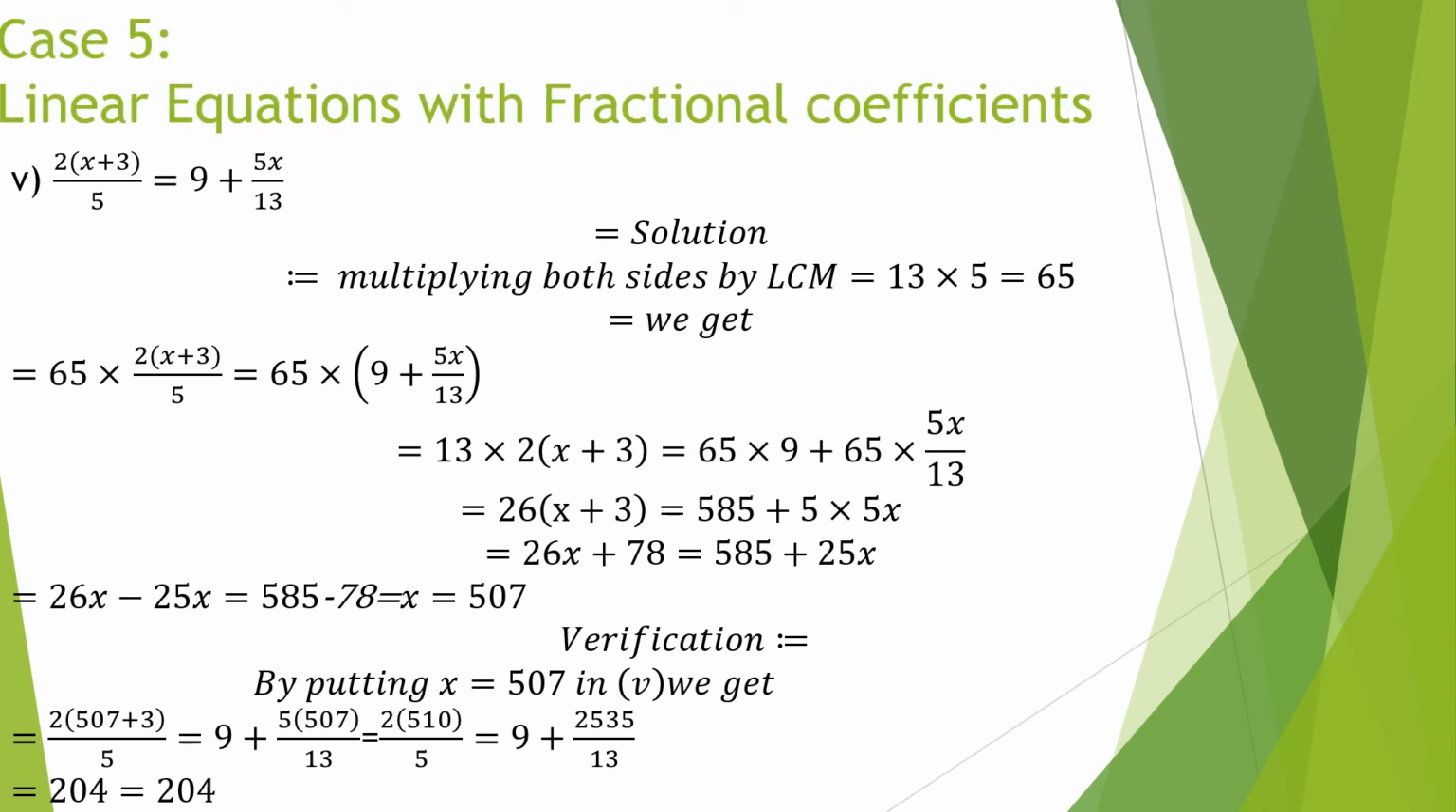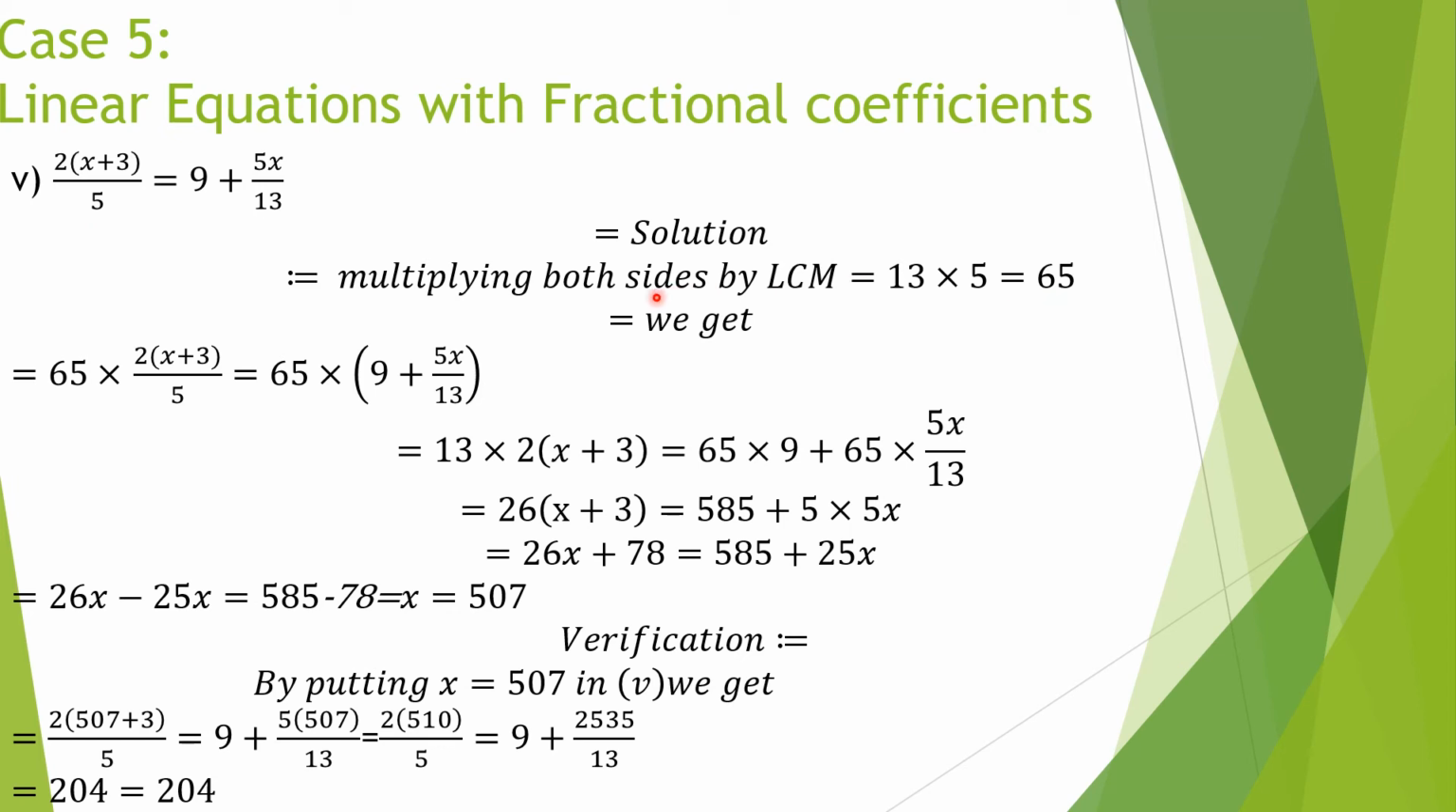Now case number 5 is linear equation with fractional coefficients, and the question is 2 bracket x plus 3 upon 5 is equal to 9 plus 5x upon 13. There are two denominators, 5 and 13, and this is the fractional coefficient form. The solution is, first you find the LCM of the denominators 5 and 13, which is 65.